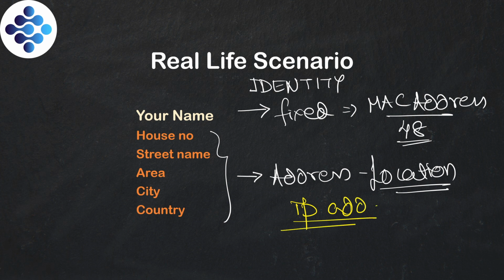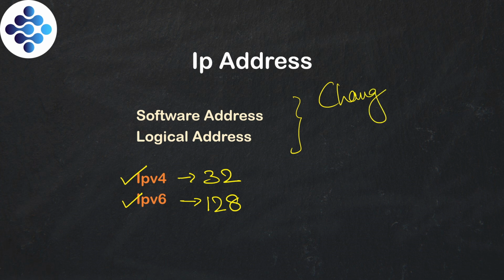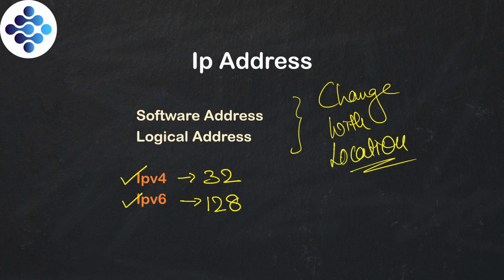Whether it is IPv4 or v6, they are used in our day-to-day life. So IP address v4, IP address v6. IPv4 is a 32-bit system and IPv6 is a 128-bit system. They are called the software address or logical address, and they change with change in network. So they change with location.